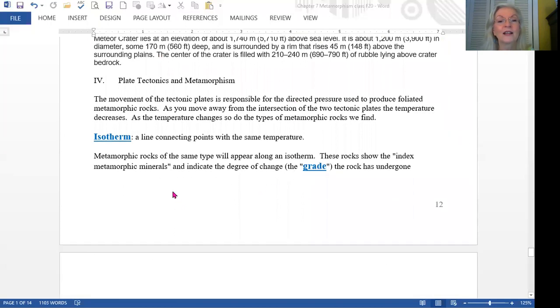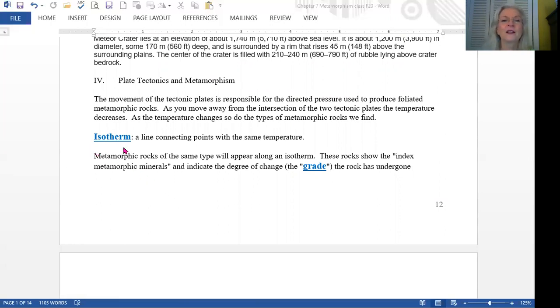All right, so plate tectonics and metamorphism. I've already said that if you have your plates together, as you move away from the plates, the metamorphism will be less and less. So high grade next to the plate contact area, lower and lower grade as you separate.